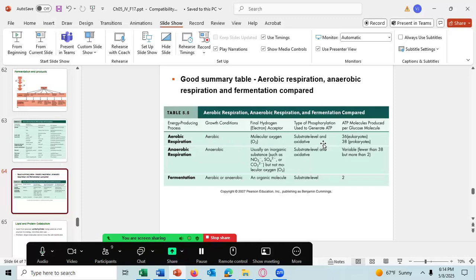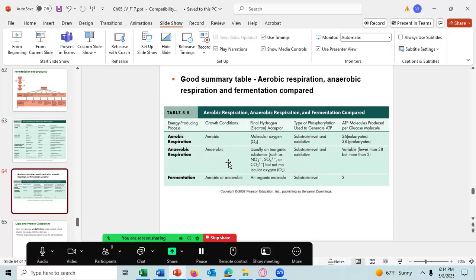And then you don't need to know this column. You should know the ATP molecules produced. Aerobic respiration is the most efficient: 38 ATP molecules for prokaryotes, 36 to 38 for eukaryote cells.